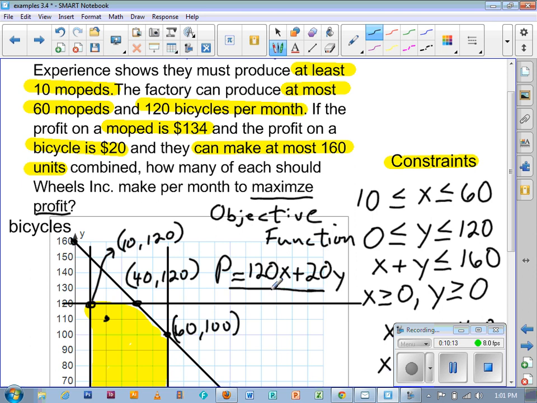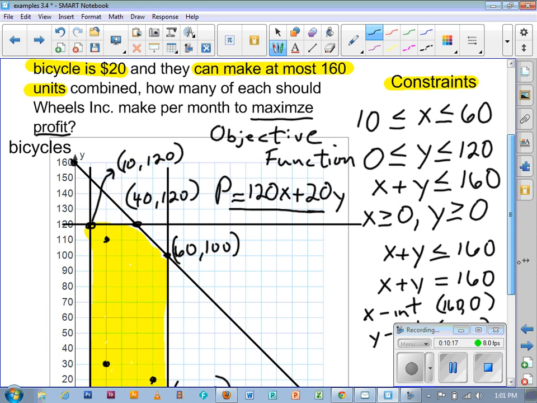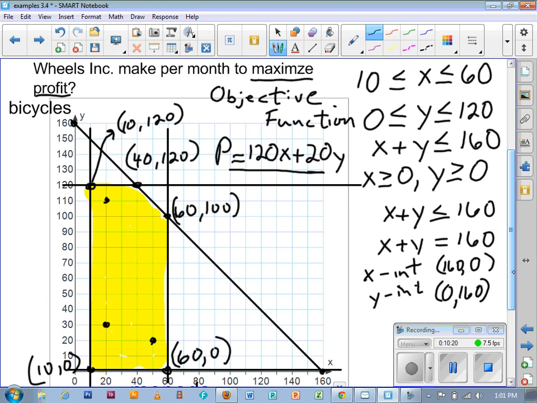It's the profit margin. So what you need to do now, and I'm going to put it on pause, is put every one of these vertices that I have here into your objective function. This (60, 0) is a vertex of the feasible region, as are (60, 100), (40, 120), (10, 120), and (10, 0). Put them into your objective function for X and Y and simply tell me which of those will create the highest profit. And that will be the actual solution to our problem. So take time here and do that.